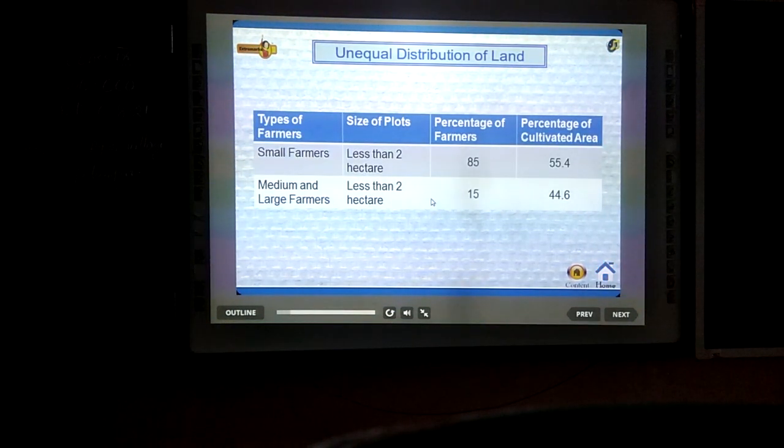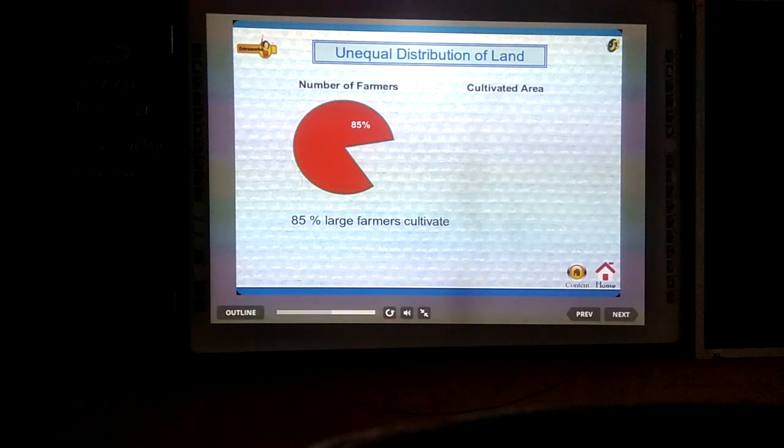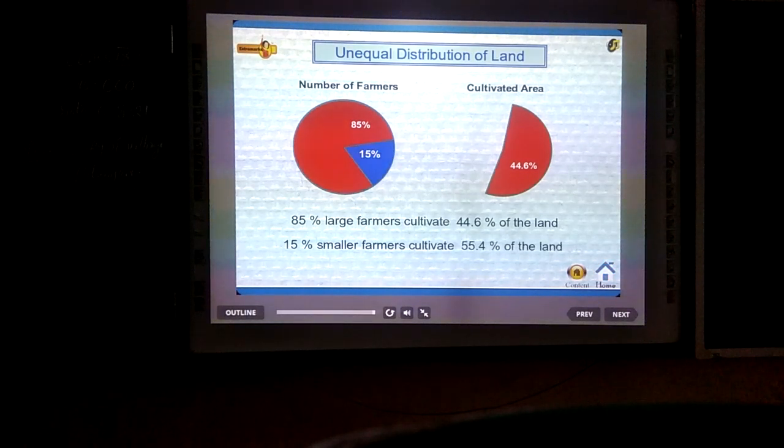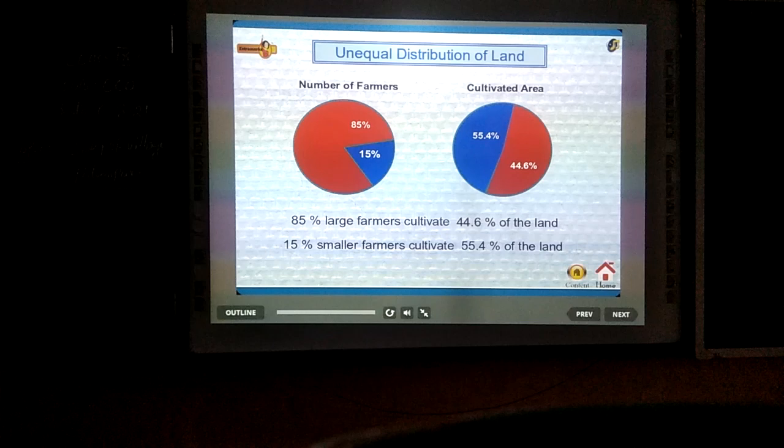The following table and pie charts show the distribution of farmers and cultivated land area in India. 85% large farmers cultivate 44.6% of the land, while 15% smaller farmers cultivate 55.4% of the land. So in the village Palanpur, unequal distribution of land. The land is not distributed equally. You see, the number of farmers here is 85%. 85% of large farmers cultivate 44.6% of the land, whereas 15% small farmers cultivate 55.4% of the land. So this is the cultivated land.